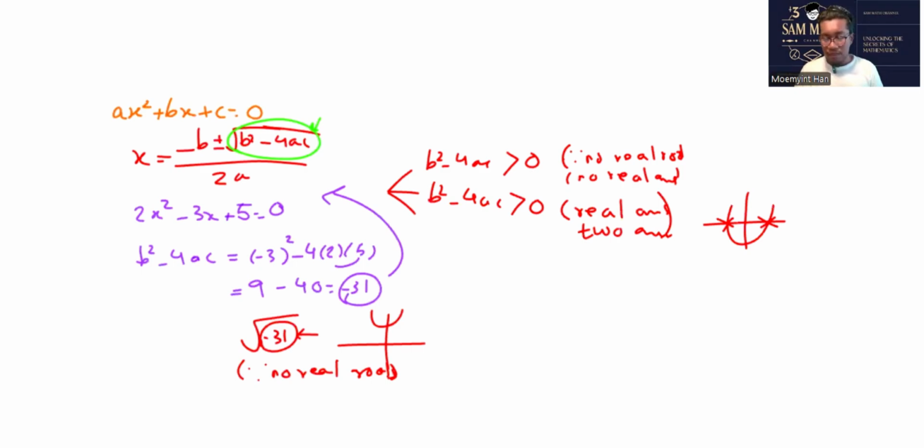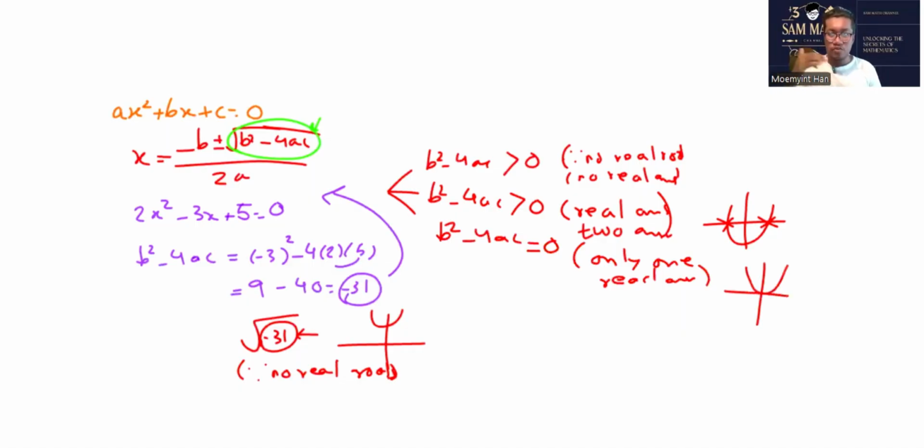And then if our b squared minus 4ac equals 0, it means we have a real answer, but only one real answer. What that means is your graph just touches the x-axis one time. It doesn't intersect 2 times like above. It just touches, it could be something like this or this. Just touches one time. So the discriminant should equal 0. So I'm going to show you some worked examples.